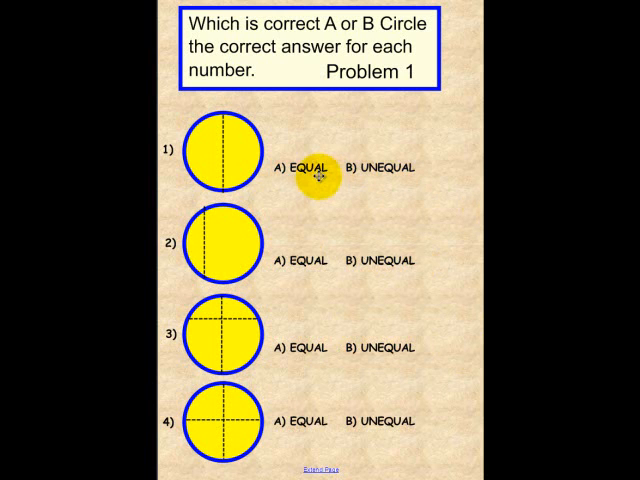Okay, let's see if you have the correct answer for all of these. For 1, it is equal. As you can see, the line divides the circle in equal parts. For number 2, obviously it's not equal because we have the line way over here. For number 3, it too is unequal. As you can see, the lines do not separate equally. And the last one, 4, is equal, as we divide the circle into fourths.